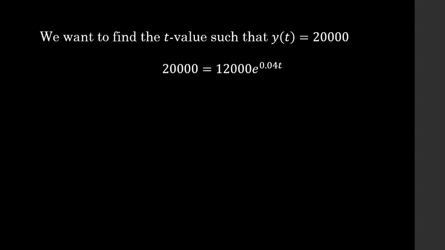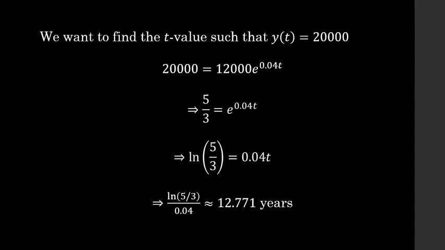So 20,000 equals 12,000 times e to the 0.04t. I'm going to start by dividing both sides by that 12,000 out front, and that gives me 5/3 equals e to the 0.04t. Again, type 1 exponential equation, again, convert to logarithmic form. Natural log of 5/3 equals 0.04t, and then divide both sides by 0.04. And you get approximately 12.771 years.